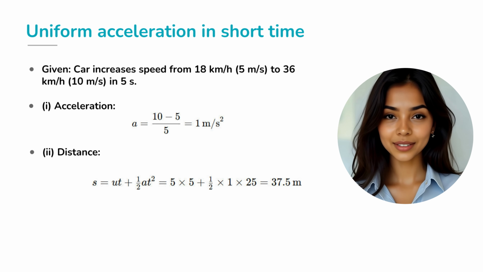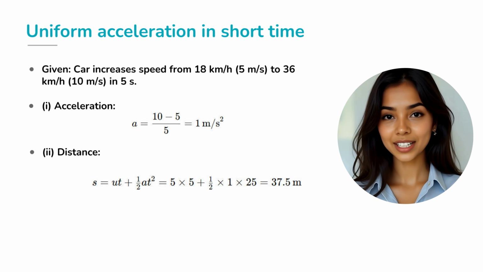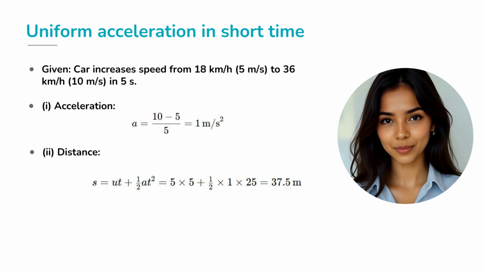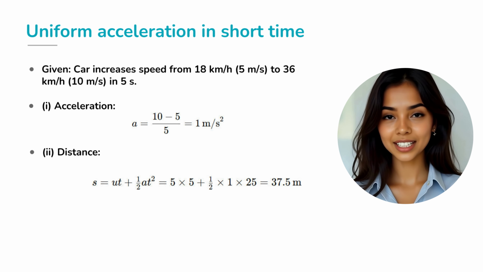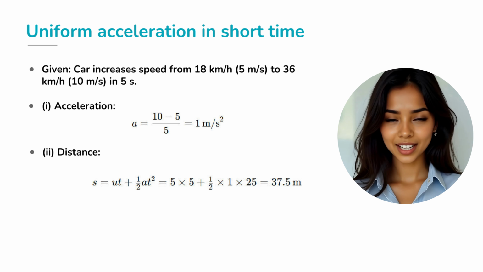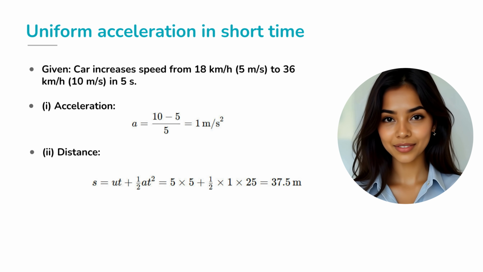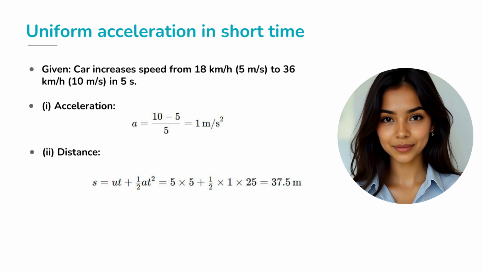Here's another one. A car accelerates from 18 kilometers per hour, that's 5 meters per second, to 36 kilometers per hour or 10 meters per second in 5 seconds. First, calculate acceleration, equals (v minus u) divided by t, that's 10 minus 5 over 5, giving 1 meter per second squared.